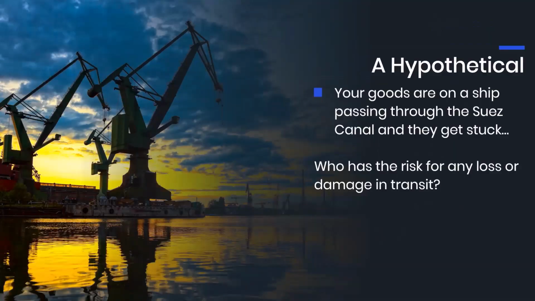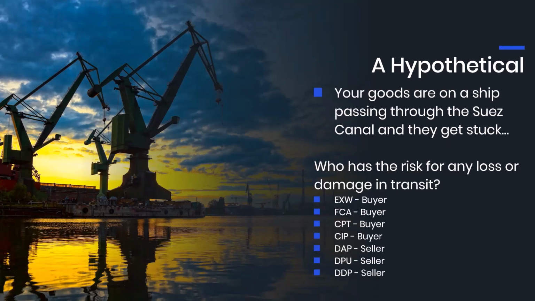Your goods are on a ship passing through the Suez Canal and the boat gets stuck. Oh God. And they get stuck for a matter of weeks. And there is a force majeure or a general average called on the shipment. So who has the risk for the loss or damage of the cargo on that boat? And the answer is that it varies based on which Incoterm rule is in effect. The buyer has it on Ex Works, FCA, CPT, and CIP, and the seller has that risk under DAP, DPU, and DDP. So it's important to recognize in a real world scenario where you have a boat getting stuck in the Suez Canal for a matter of weeks and general average being called, who's going to have to bear the burden of that loss? And there you have it.